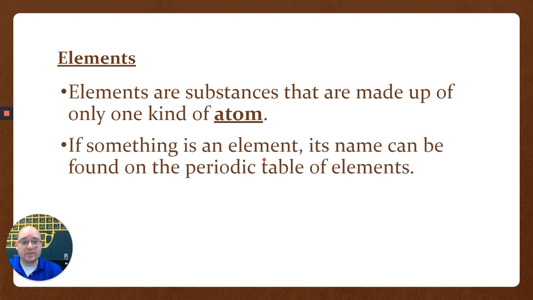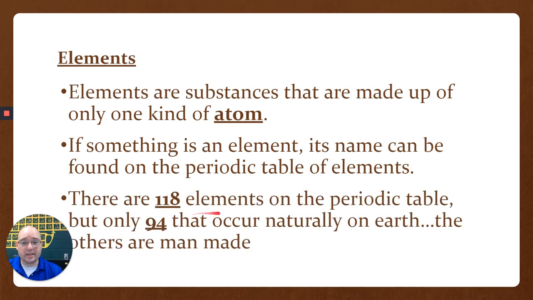If something is an element, then it can be found on the periodic table of elements. That's why we call it the periodic table of elements. If it's not on the periodic table, it's not an element. So whenever I'm asking you to classify things, look, if you see the name on the periodic table, then it is an element. If not, it's not an element.